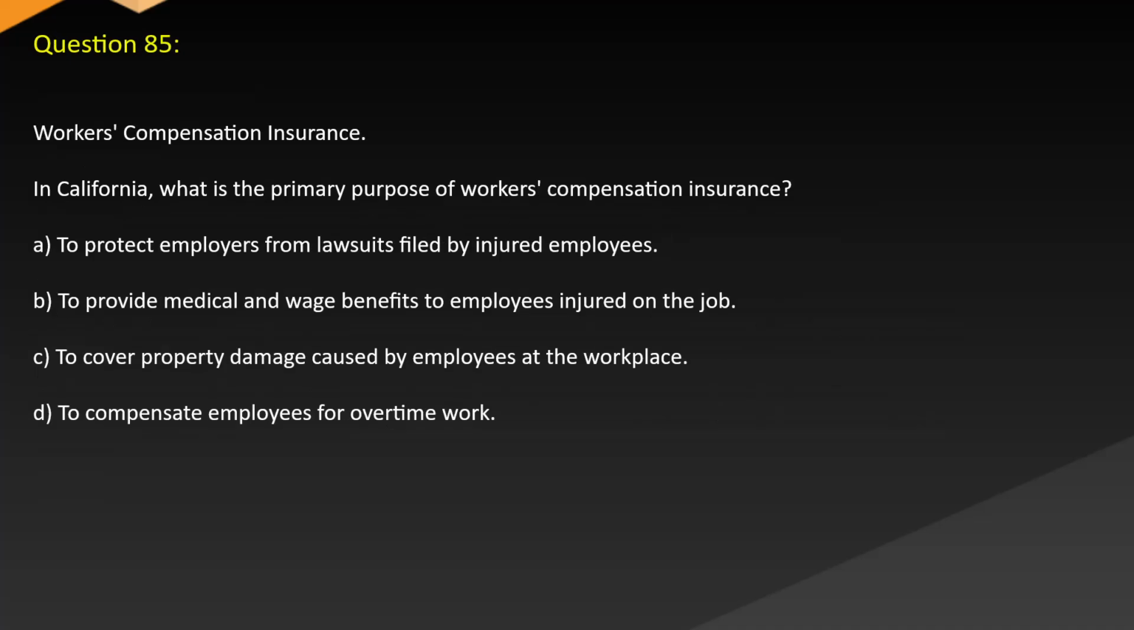Question 85. Workers' compensation insurance. In California, what is the primary purpose of workers' compensation insurance? A. To protect employers from lawsuits filed by injured employees. B. To provide medical and wage benefits to employees injured on the job. C. To cover property damage caused by employees at the workplace. D. To compensate employees for overtime work.